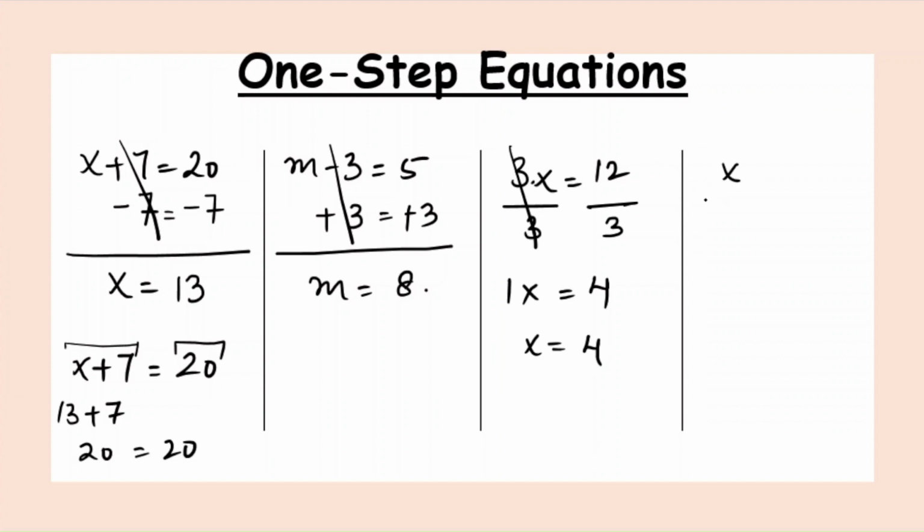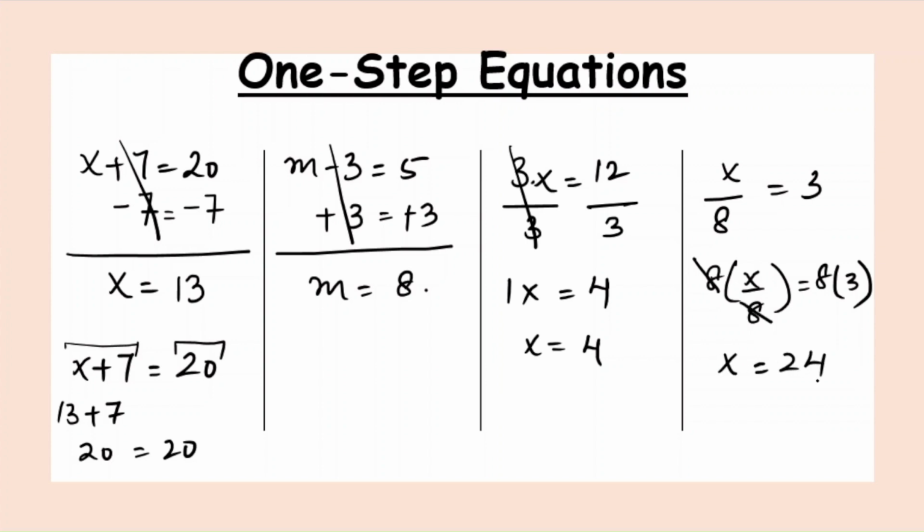x divided by 8 equals 3. I want to get the value of x, but x is being divided by 8. What is the opposite operation of division? It's multiplication. Let's multiply both sides by 8. Sorry, this one would be 8. So let's correct it, it's 8. And 8 times 3. Now 8 divided by 8 is 1. 1x means x. 8 times 3 is 24, and that's the answer.